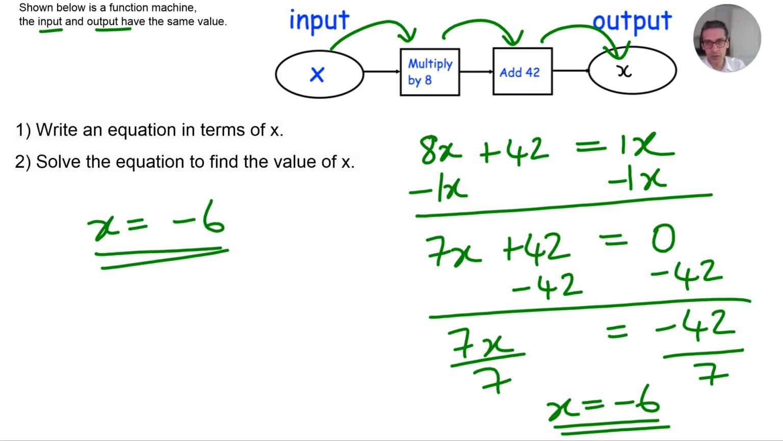So notice we've got unknowns on both sides here. The other part of this topic, in case you weren't sure about all of these three questions, is forming and solving equations, because we had to form an equation to work this out. Okay, those are the worded questions.